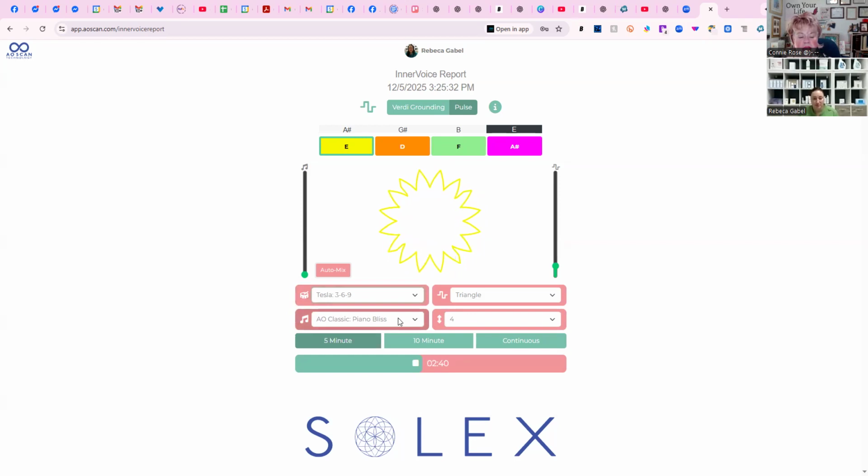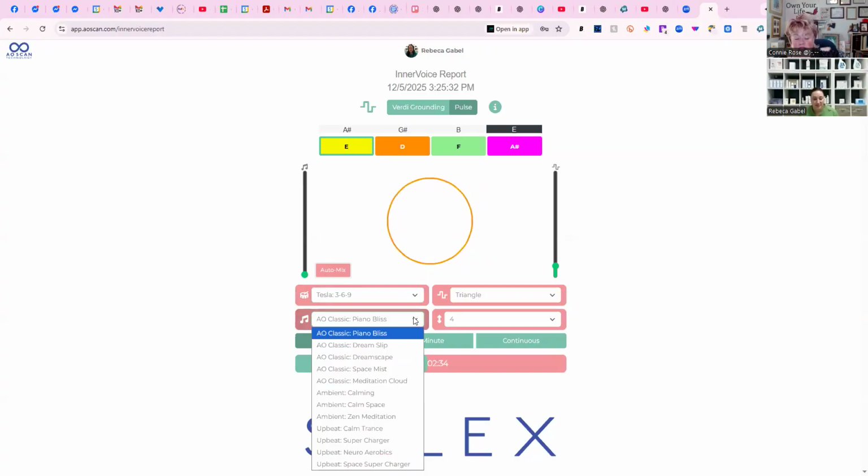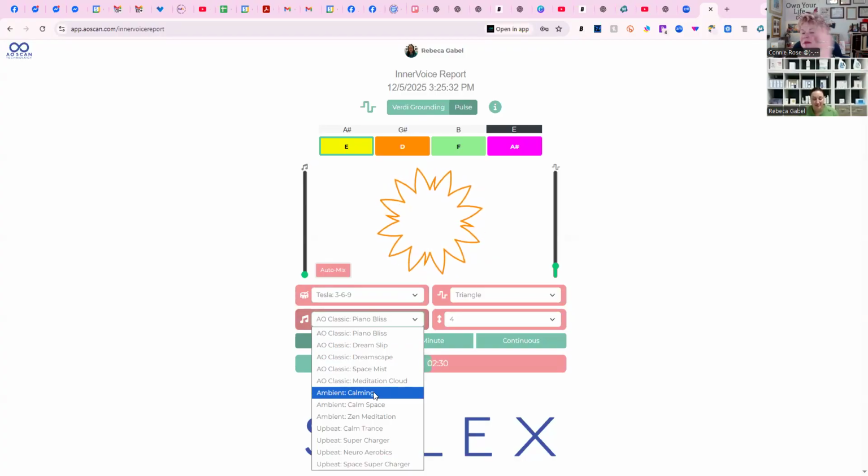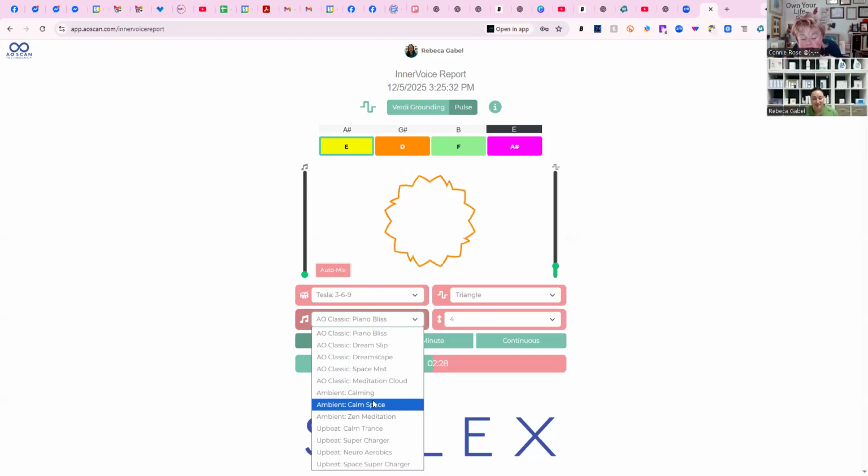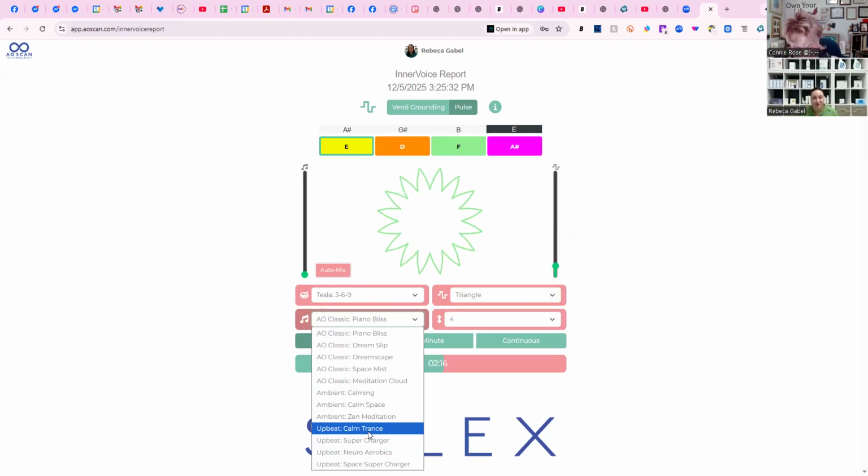Okay? The next thing is the music notes. There's the different song options that you mentioned earlier. So if you're feeling like you want something calmer, like if you're going into a meditation, you could play one of these calm ambient songs. However, in the morning, let's say you're having a hard time getting up and going, or a mid-afternoon slump, you could go to upbeat and it'll get you going.